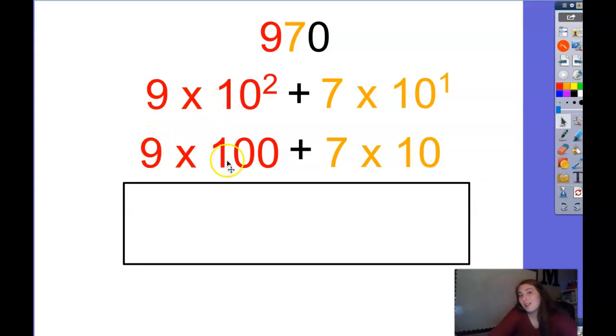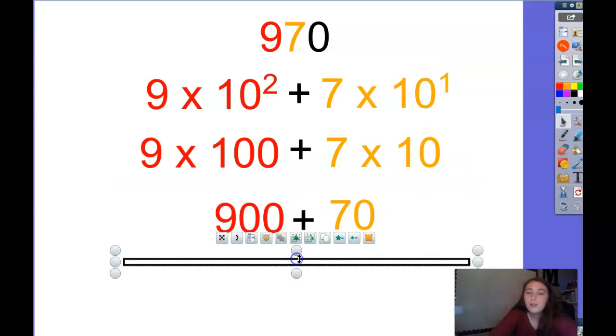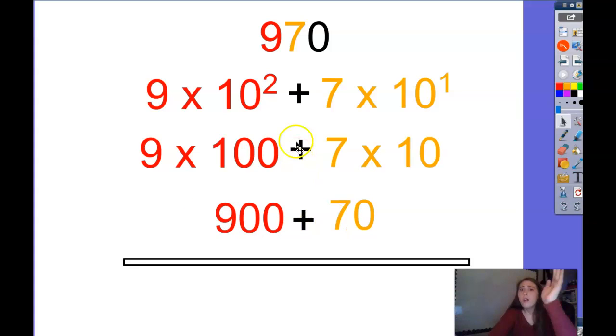So that is 9 times 100, because 10 squared equals 100, and 7 times 10, because 10 to the first power equals 10. So when we look at that, we see that we have 900 plus 70. Now, pay attention. The value of the tens place to the hundreds is 10 times as much. So when I look at this, the value from the 70 to the 900 is 10 times as much. But that's for the value of the place value, that it's 10 times as much, not the digit.